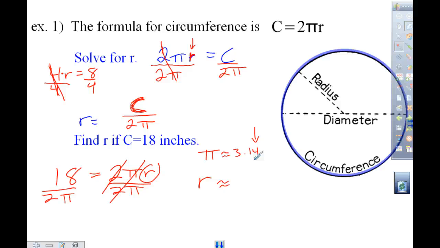Now, some of your calculators might have a pi button. You can use that, or you can use 3.14. But if you have a pi button, just use the button that says pi.